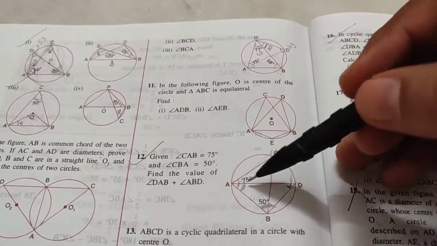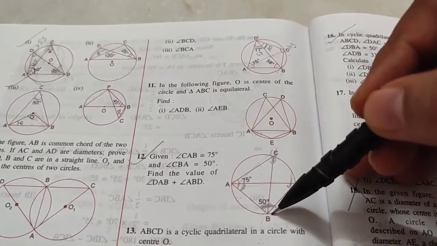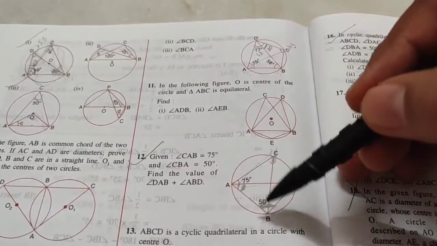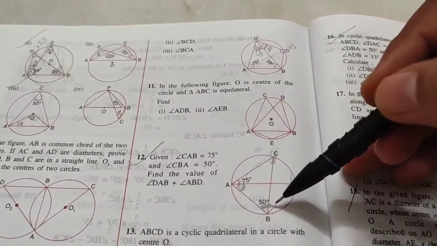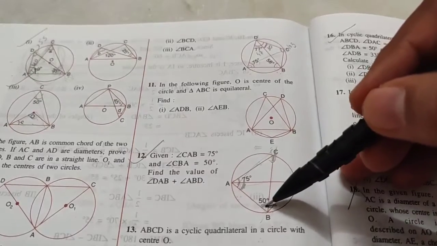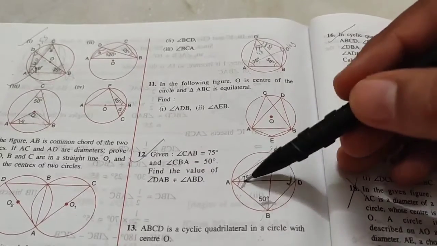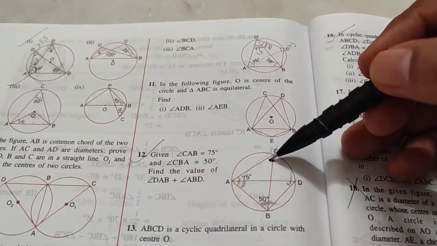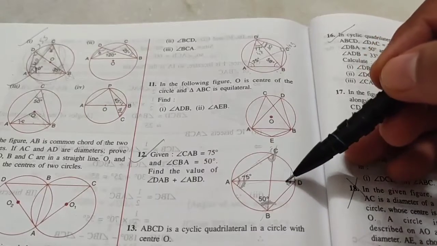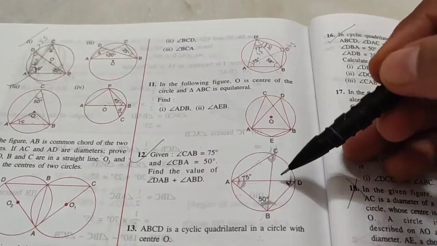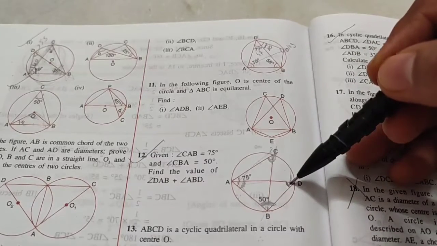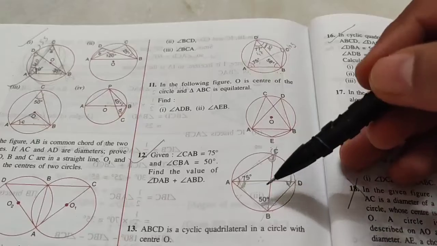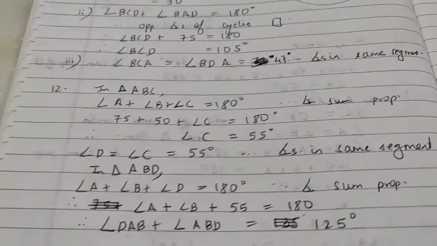For that, let me use the triangle ACB angle sum property, because in triangle ACB, I know angle A is 75. I know angle B is 50. Was it for the whole angle or the... No, only for the smaller angle, CBA 50. So by the angle sum property, I'm getting the answer as 55 degrees. So if this is 55, then this is 55. If this is 55, then this angle plus this angle will be 180 minus 55, which comes out to be 125 degrees. Here are the steps.